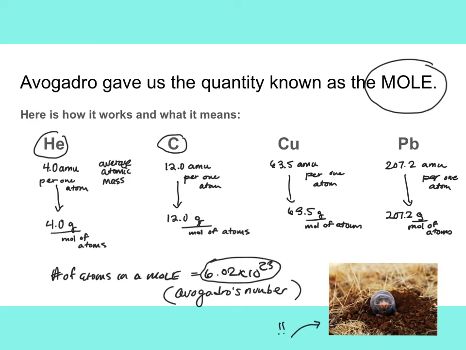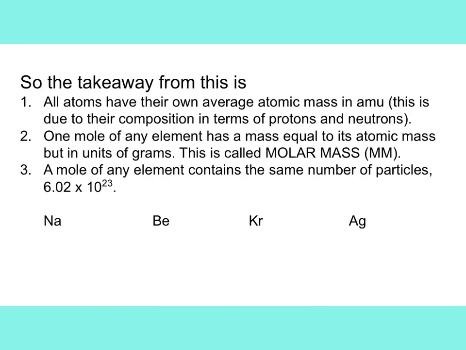However, the mass of a mole of helium is less than the mass of a mole of carbon, because carbon atoms have more protons and neutrons. And the mass of a mole of copper is larger still, even more protons and neutrons, and lead even larger because it has more protons and neutrons. So take a moment to read these 3 takeaways, please. Pause the video, read the 3 takeaways, and then turn play again after you're done with that.